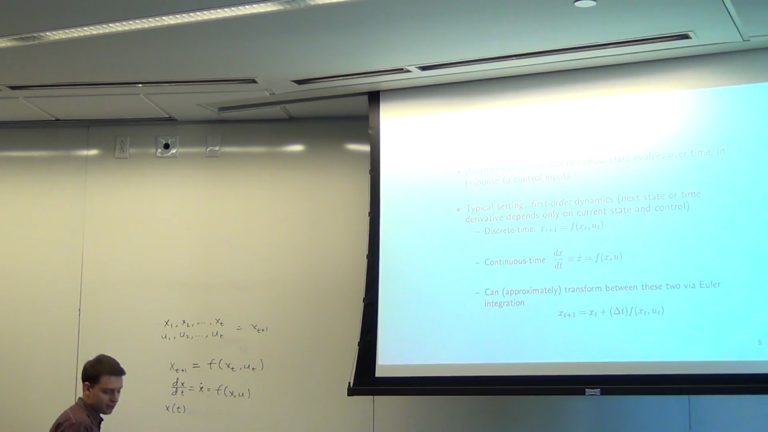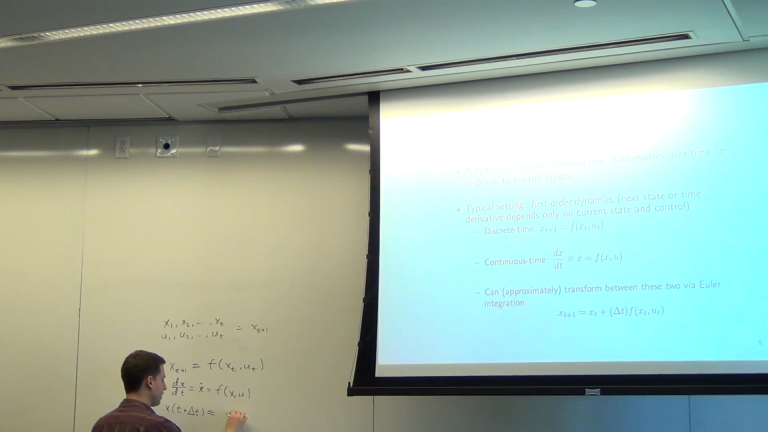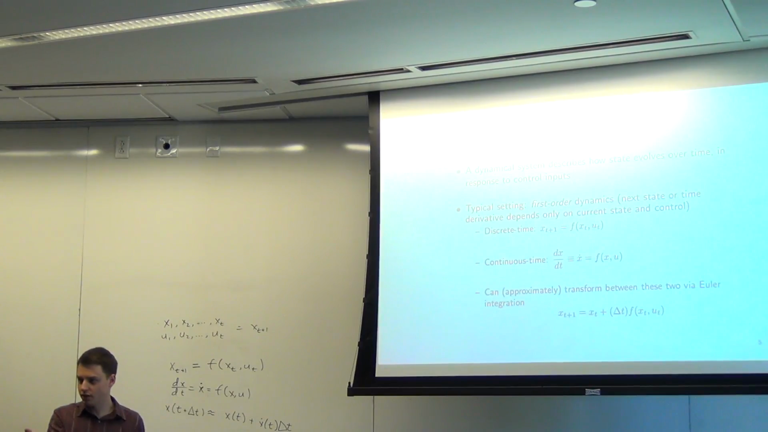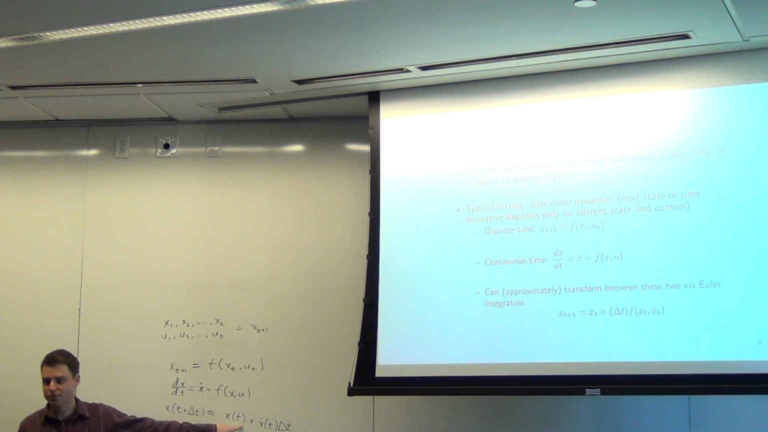So if I know the state at time t, and I know through my dynamical system the derivative of the state at time t, well, the state at time t plus some little delta t is going to be approximately equal to the state at time t plus the derivative at time t times delta t. And that's sort of like a first order approximation to the dynamics, right? You just look at the current time derivative, you compute that, and however big of a step you're taking, you just multiply it by that, and you adjust your current state that way.